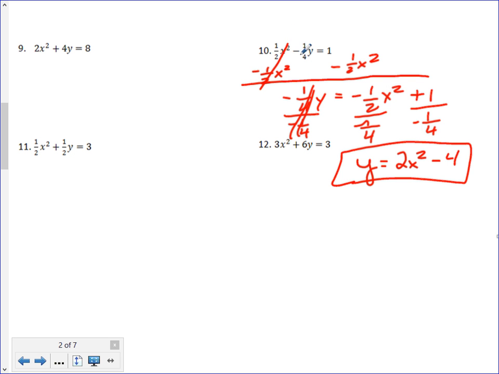No, because it's -1/4 times y. So the opposite of multiplication is division. So we divided everything by -1/4. Got me now? Cool.